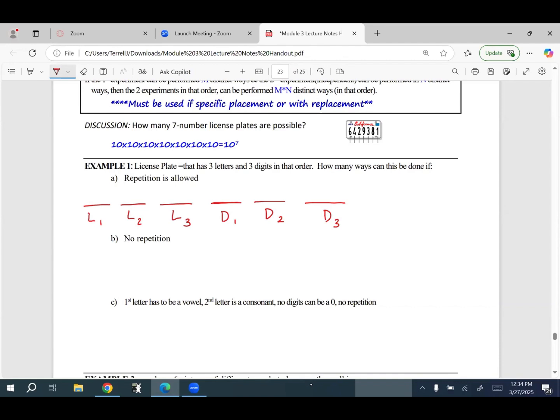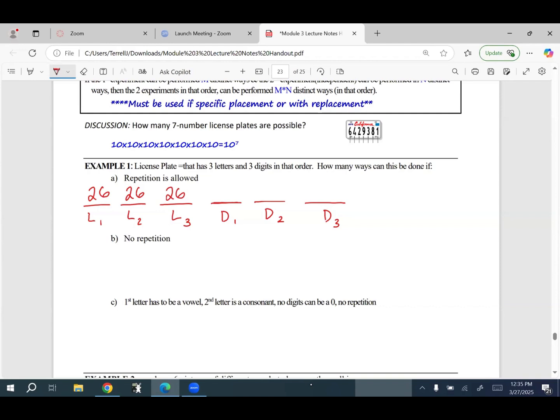And so how many ways are there to put a letter? Or what is the number of letters? In that case, there are 26 letters to choose from for my first letter, because there are 26 letters in the alphabet. And then when I go to select my second letter, because repetition is allowed, there are also 26 letters to choose from. And when I go to select my third letter, again, there are 26 letters to choose from.